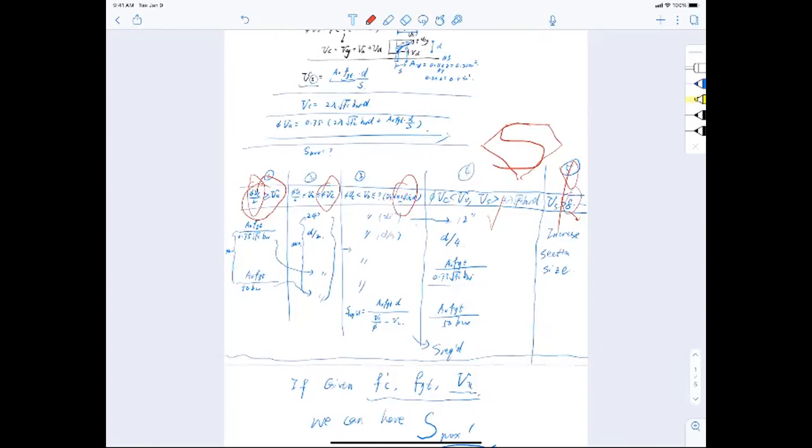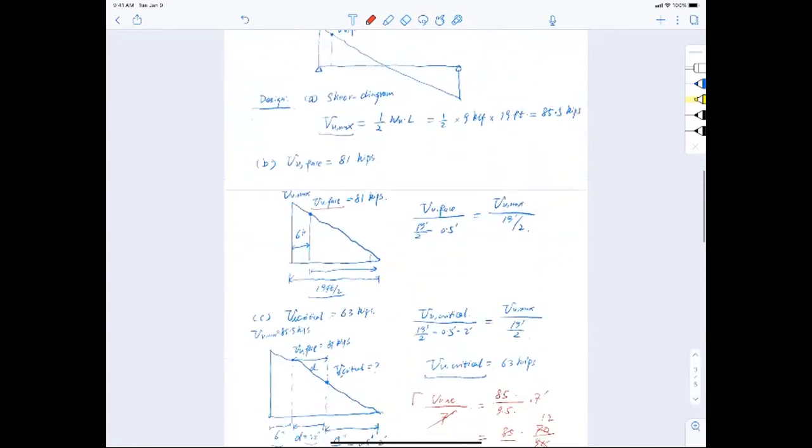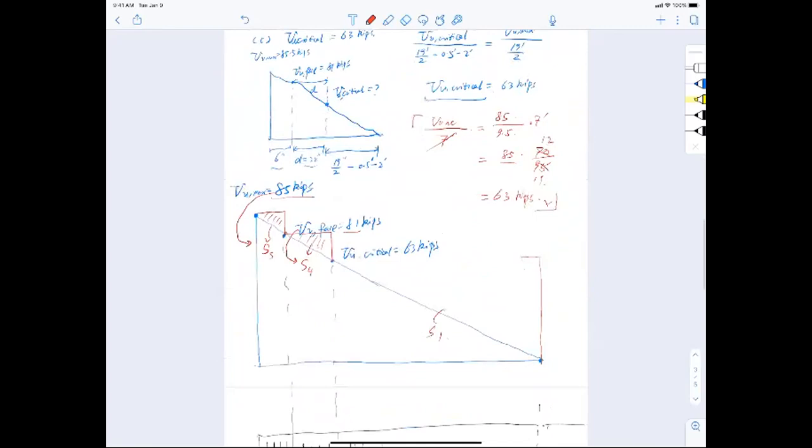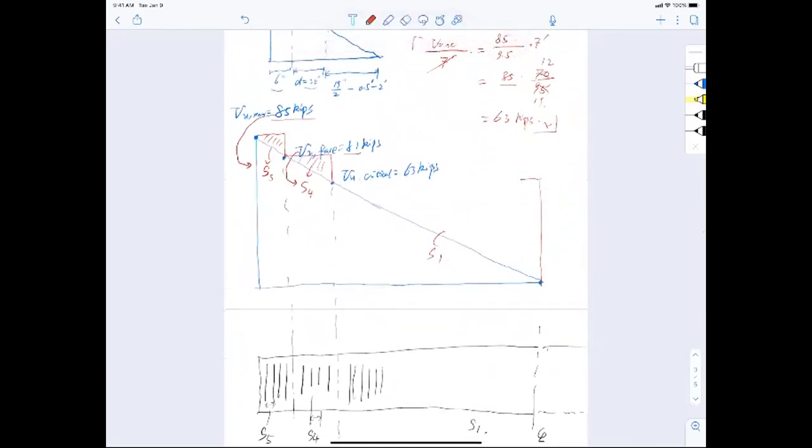All right, so all we need are three numbers: half of phi Vc, phi Vc, and four lambda square root of f'c bw d. So now I have three additional numbers on top of the numbers I picked here. I need to find the phi Vc divided by two now. So I go from the middle. Why? Because there's no shear force in the middle. And I start climbing up the hill, and find that a value right here happens to be phi Vc divided by two.